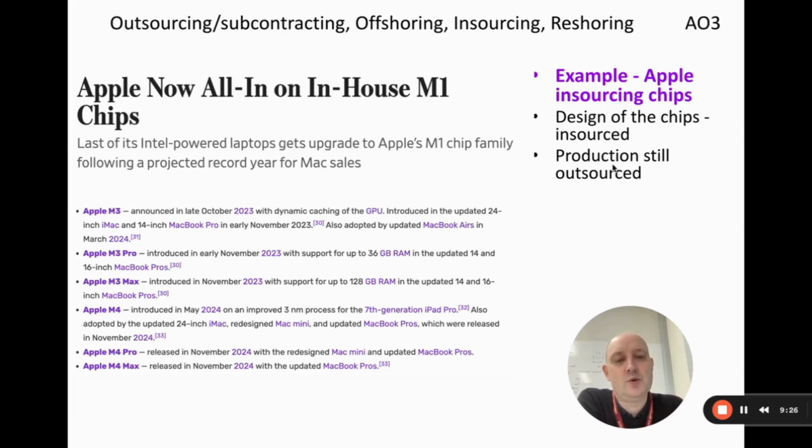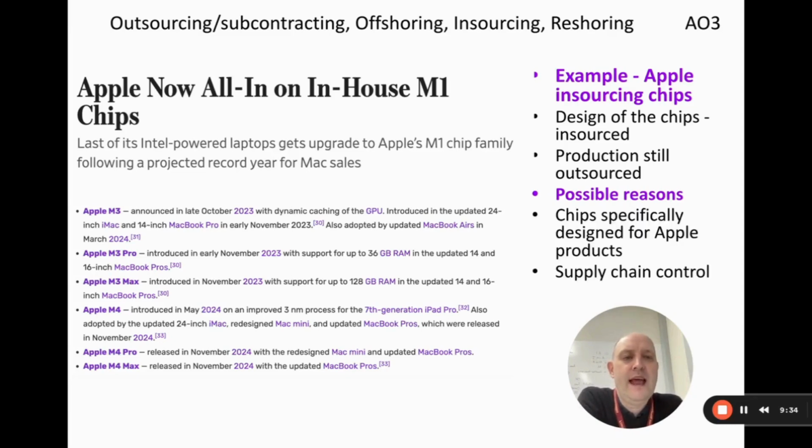But specifically, Apple decided that they're going to design the chips themselves, but they're still outsourcing the production, but they obviously don't get Intel to make their chips. They get another company to make their chips.